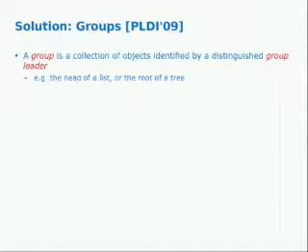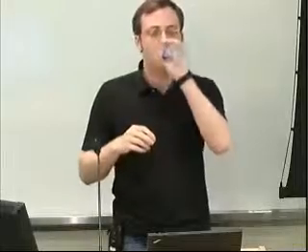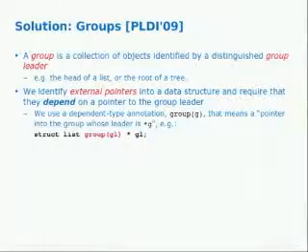So the way that we deal with this is with this idea called groups. A group is a collection of objects in a C program that are identified by a distinguished group leader. For example, the head of the list or the root of a tree. And so we add this annotation to Sharc that allows the programmer to identify external pointers into a group of objects. And these external pointers have to depend on a pointer to the group leader. So we use a dependent type annotation, group of G. That means this is a pointer into the group of objects whose group leader is the target of G.